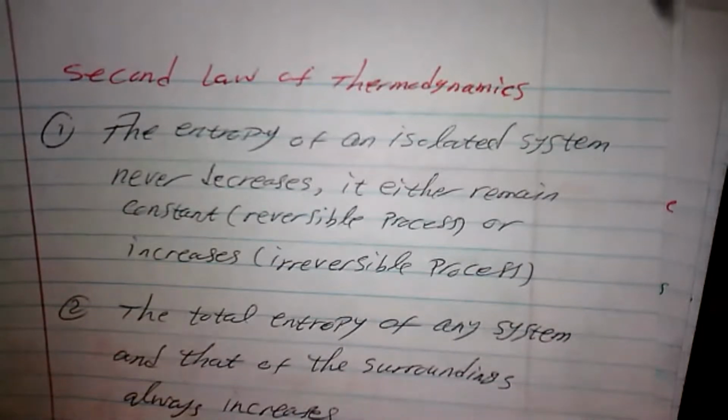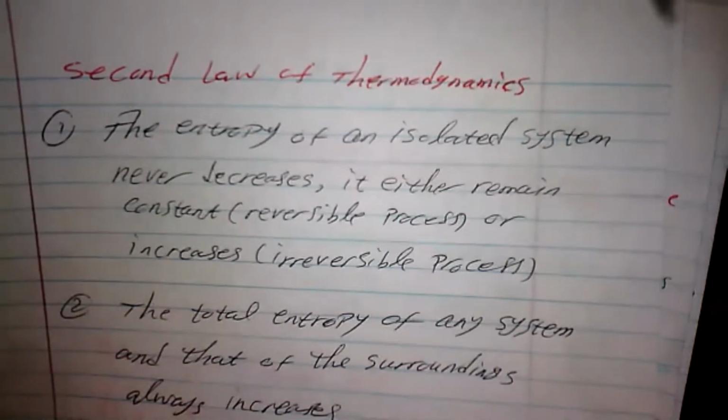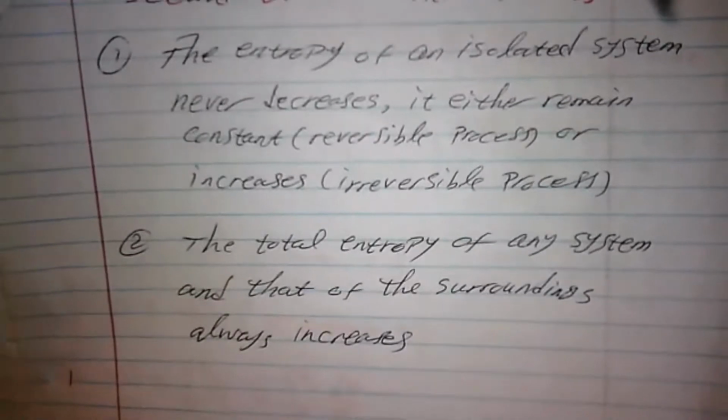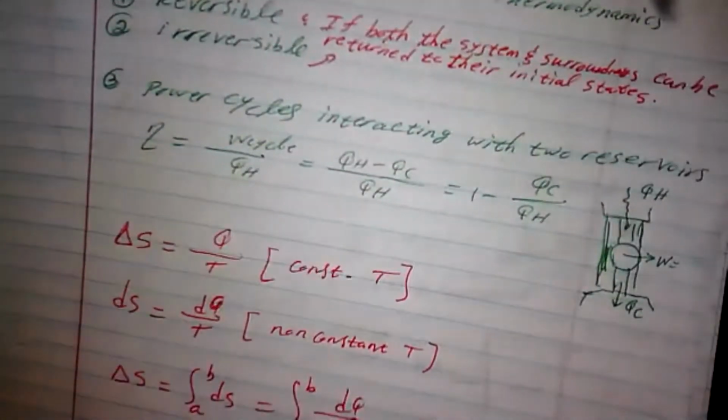So we have heat to equilibrium temperature. We're going to raise the temperature, so we have an increase in entropy. The entropy is going to be increased by adding an external source of heat. So the total entropy of any system and that of the surroundings always increases. So remember the increase. That is a little bit of the theory behind entropy.